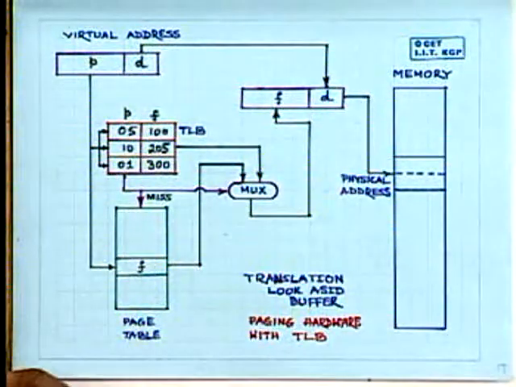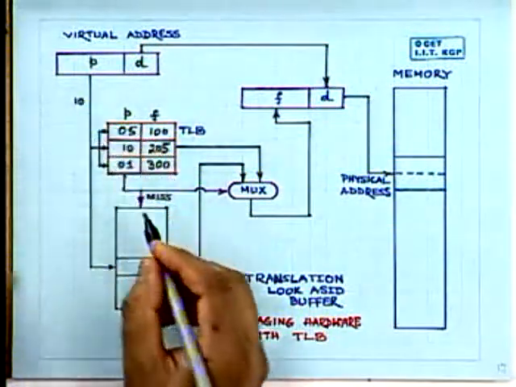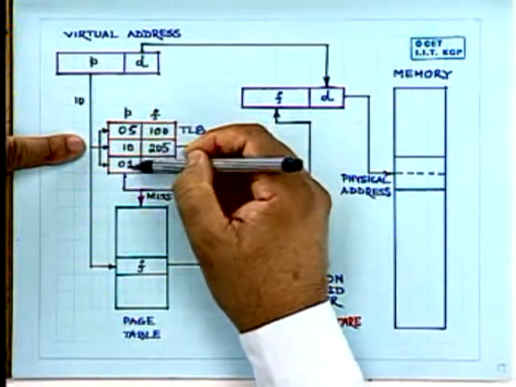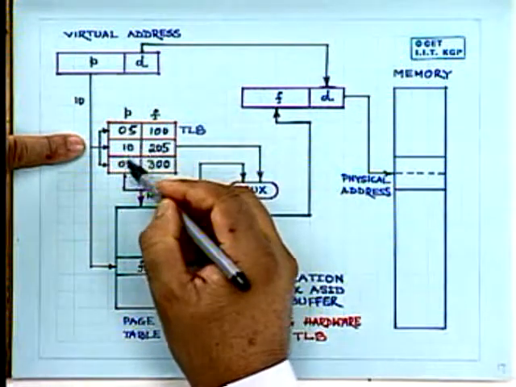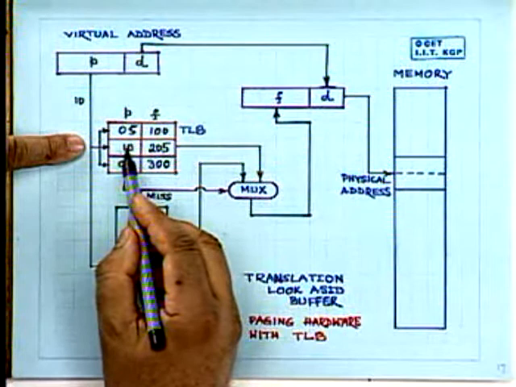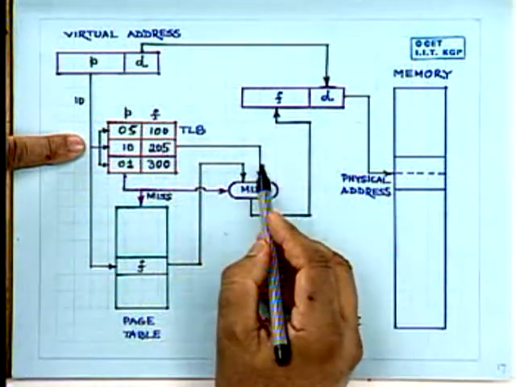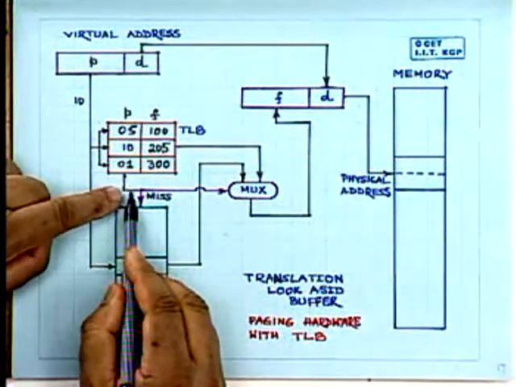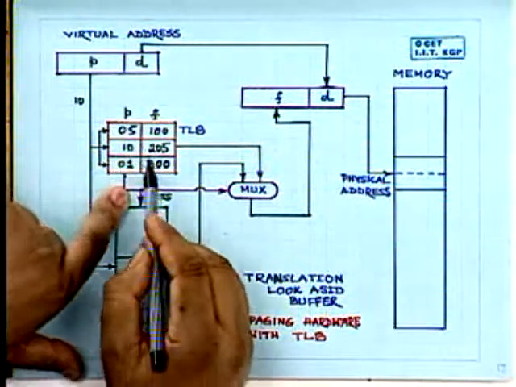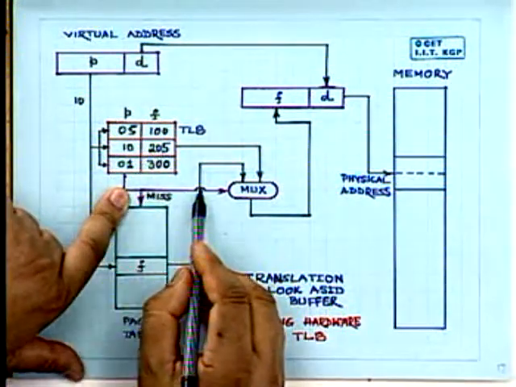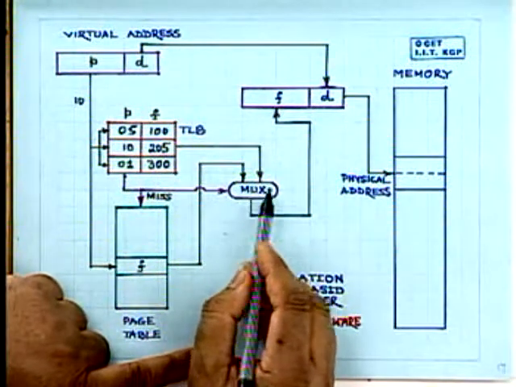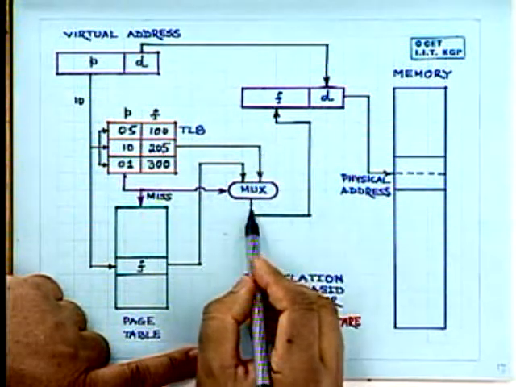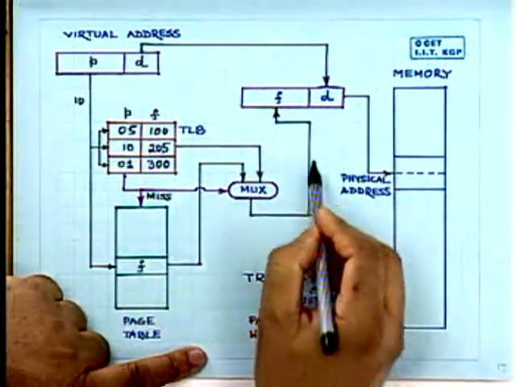And the virtual address has been generated, say page 10. Now this information comes over to here. All three registers are simultaneously compared with 10. Here there is a match, so 205 will be immediately output. The translation look aside buffer will indicate that there is a hit, like our cache memory. This is a multiplexer. This multiplexer will allow this input to come through as the output. Therefore, this 205 will come over to here.